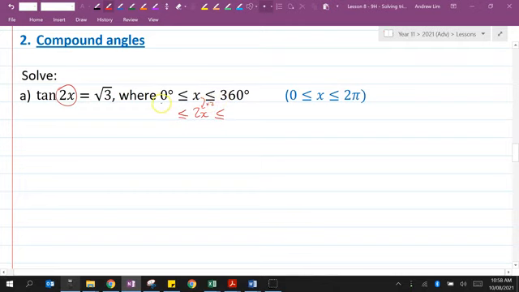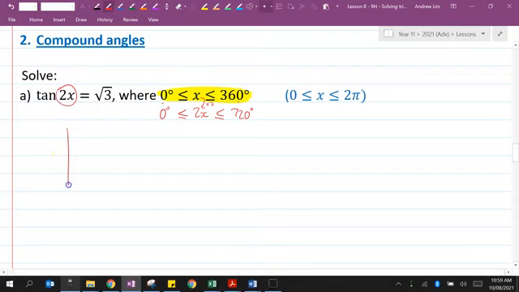So we're going to do exactly the same thing for both of these ends. 0 times 2 is still 0. 360 times 2 is 720 degrees. So now we have a new domain. We are going to use that to work out all the possible angles in that new domain, and then we will make sure that our final answer is within the given domain. So we've got tan of 2x is equal to root 3.